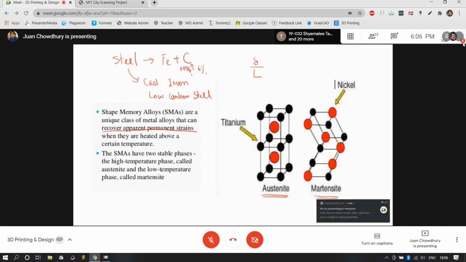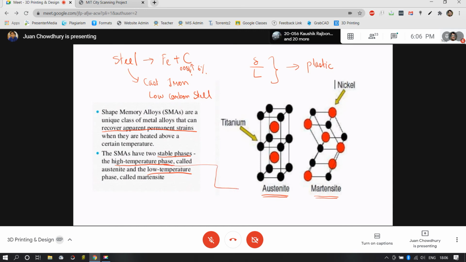Permanent strain, which means that the state will be plastic and not elastic. In elastic, it comes back to its original shape upon the removal of external elements. Okay, so like I said, the shape memory alloys have two stable phases, a high temperature phase and a low temperature phase. The high temperature phase is a certain structure called the austenite, and the low temperature phase is called the martensite.